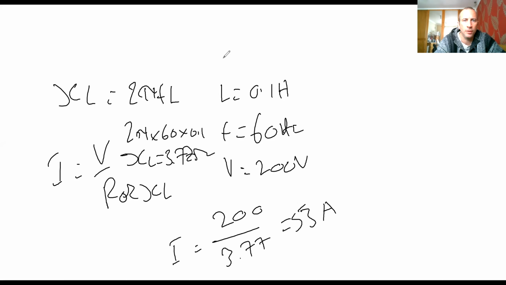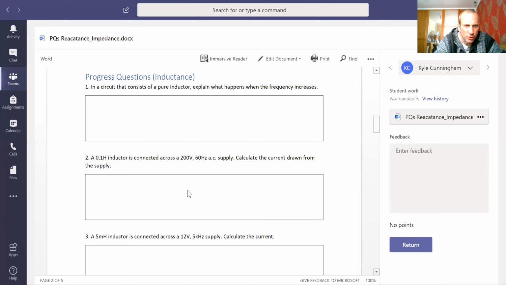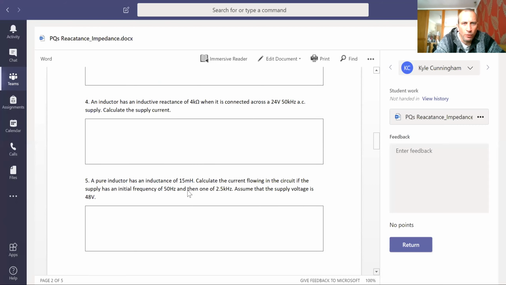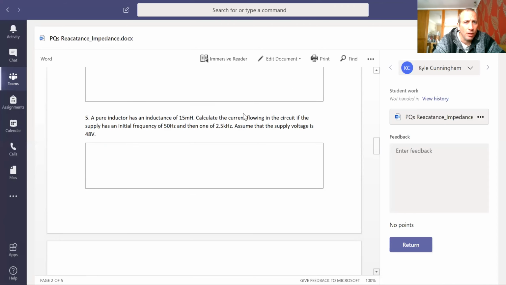If we go back to our work, so you can answer question 2, 3. 4 is even easier because you don't have to work out the inductive reactance, it's given to you. So it's just 4K there, don't forget. Then you've got the next one, you got 15 millihenries, which you can do 2 pi FL to find your reactance. And then you're just going to do it with the 2 different frequencies. You're going to do 2 pi FL with 15, 2 pi FL with 2.5 kiloohms. All right. So you're going to have 2 different answers for that, but it's exactly the same question.